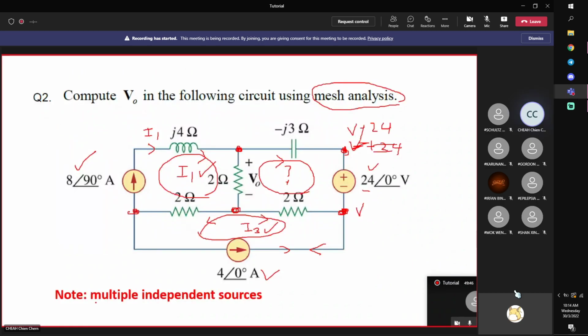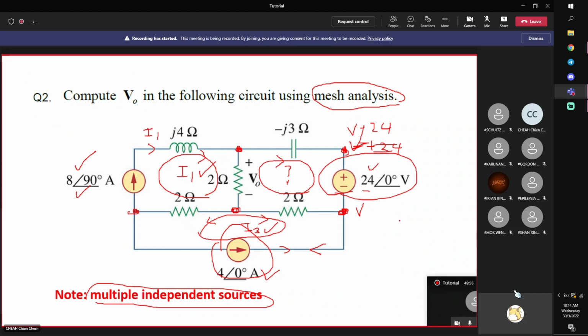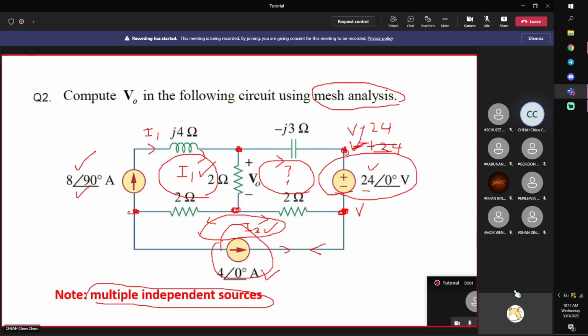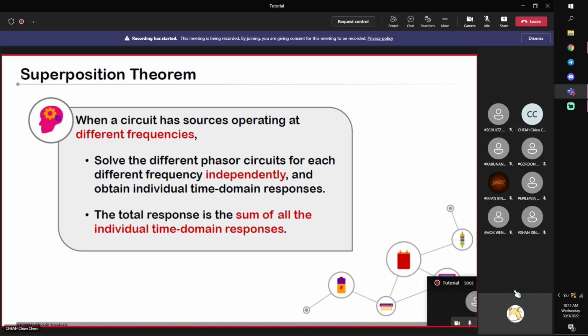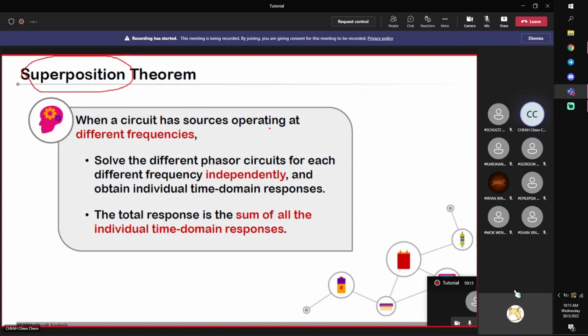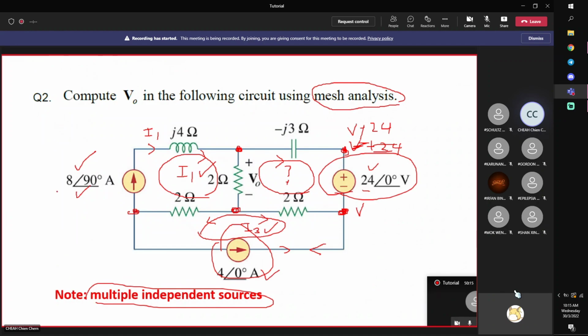And the other thing to take note of is that there are multiple sources. 1, 2, 3. We must assume that they have the same frequency. It must be the same frequency. Otherwise you need to use the principle of superposition to solve it. Principle of superposition means this: deal with one source at a time. If you start with source 1, for example, kill the other 2. Then find V0.